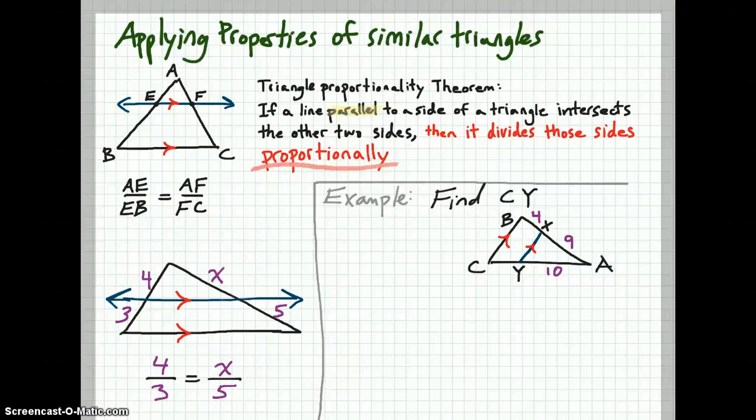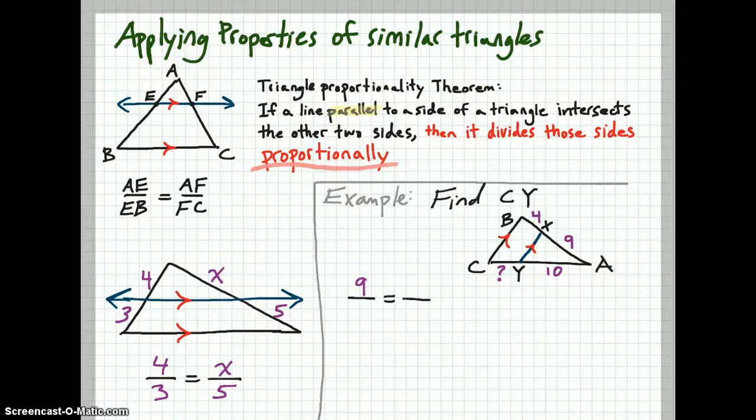And we'll give some lengths here, 4, 9, and 10. Those are arbitrary lengths that are given. And of course, we're trying to find the distance from C to Y. So how are we going to do this? Well, we are going to use what we just learned about making proportions from this scenario.